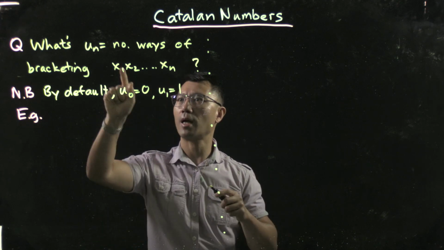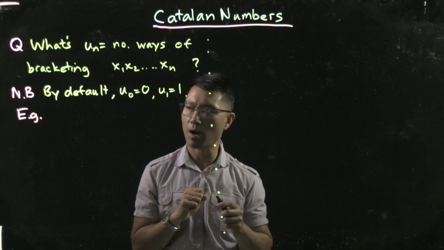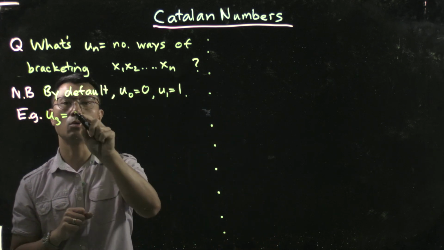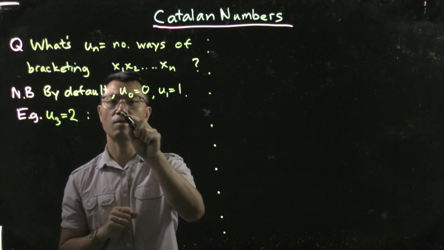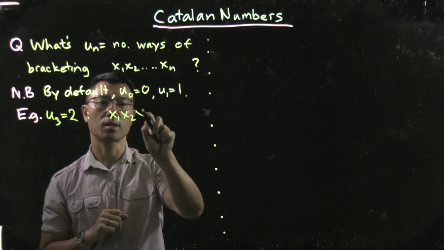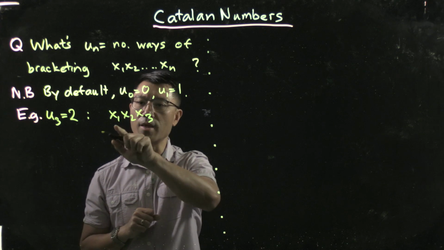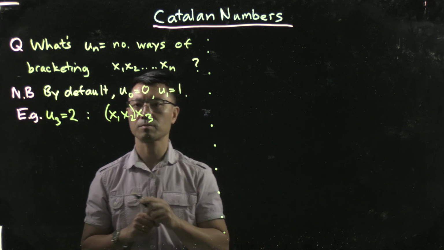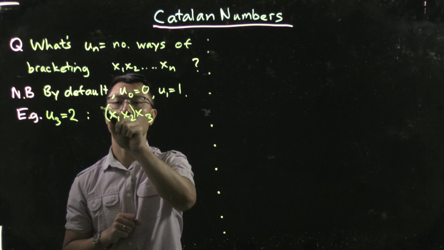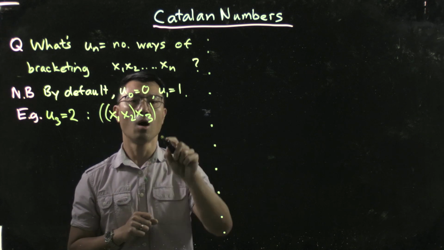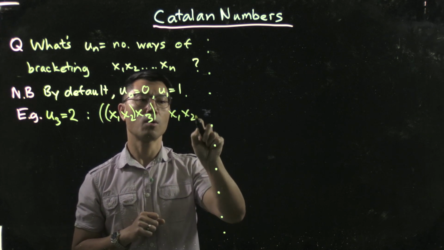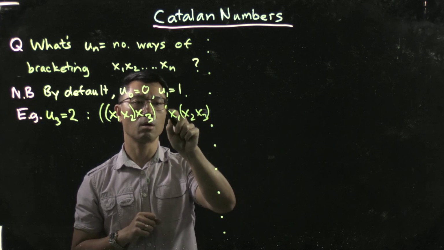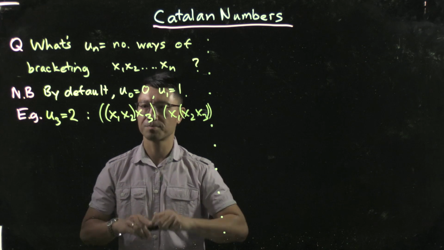Let's see what happens when you have three variables, u3. I claim u3 is equal to 2. Why is that? If you have x1, x2, and x3, you can multiply x1 and x2 first, and then do x3 last. If you like, you can put the brackets around like that. Or you can multiply x2 and x3 first, and then do the last multiplication like that.